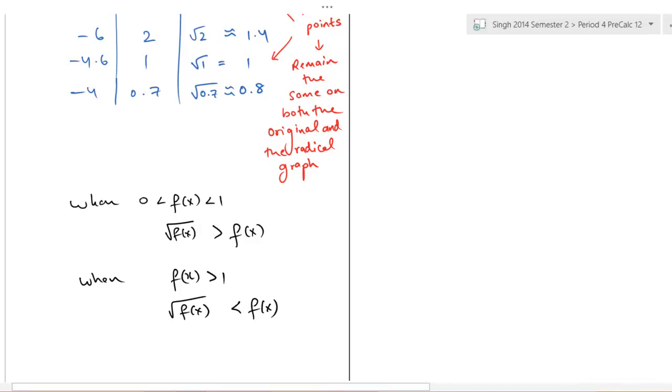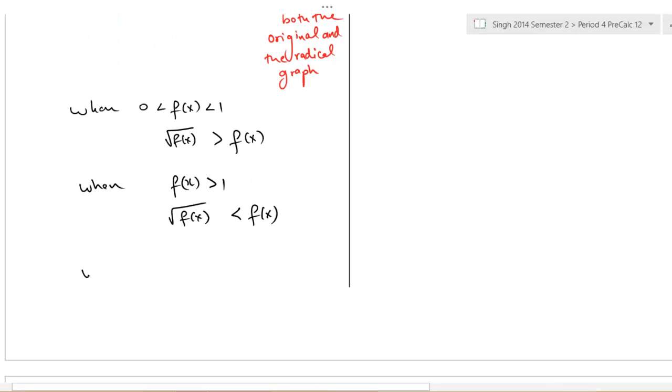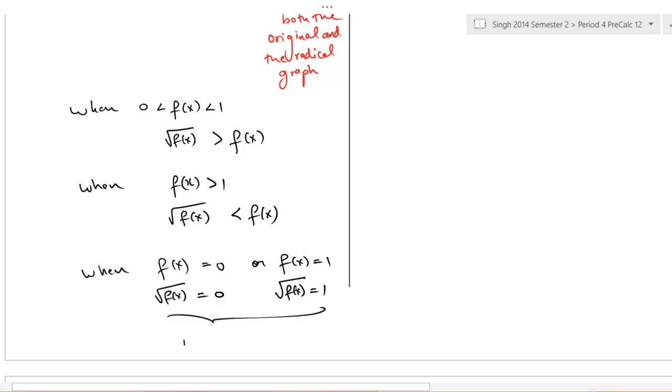And then lastly, one of the things that we notice is that when f of x is equal to 0, or f of x is equal to 1, then square root of f of x was also equal to 0, and square root of f of x was also equal to 1. And then these were the invariant points.